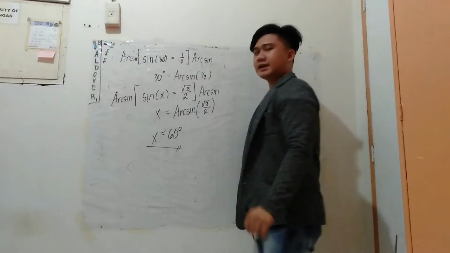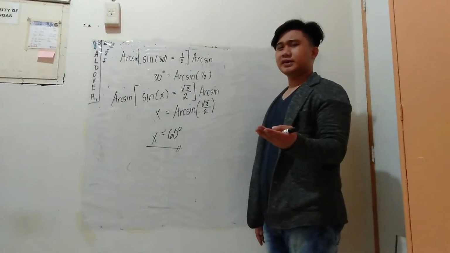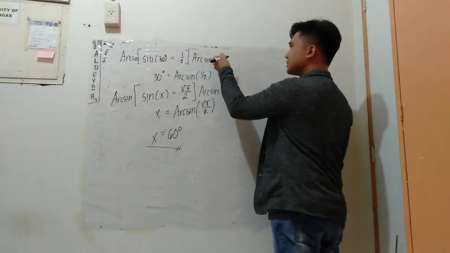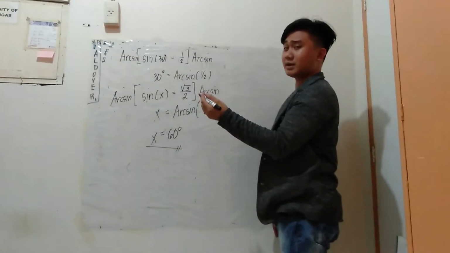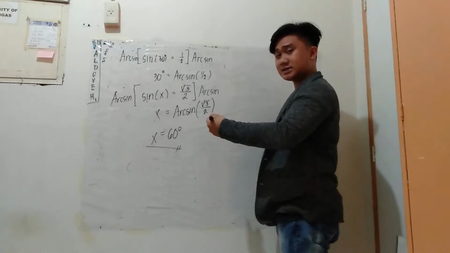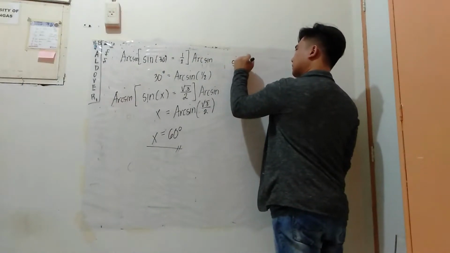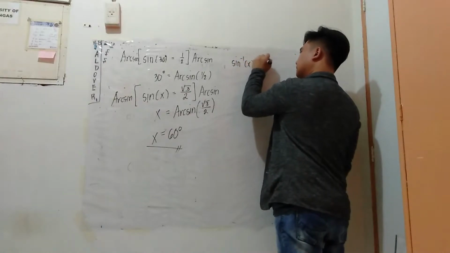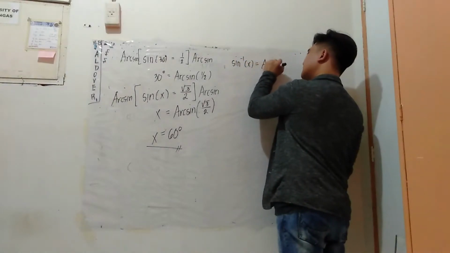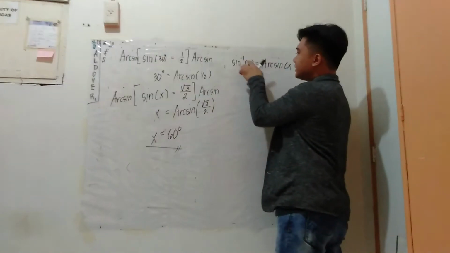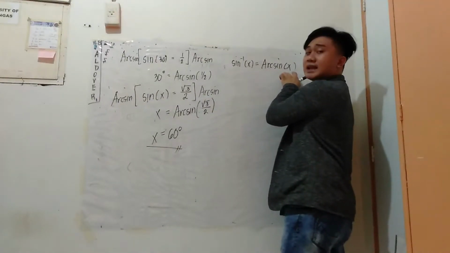Okay? Ngayon, ano ba yung inverse trigonometric functions? So, ang inverse trigonometric functions, ito yung functions na ginagamit para makuha mo yung angles. So, for example, meron ako nito. So, yung sine inverse of x, arc sine of x lang.